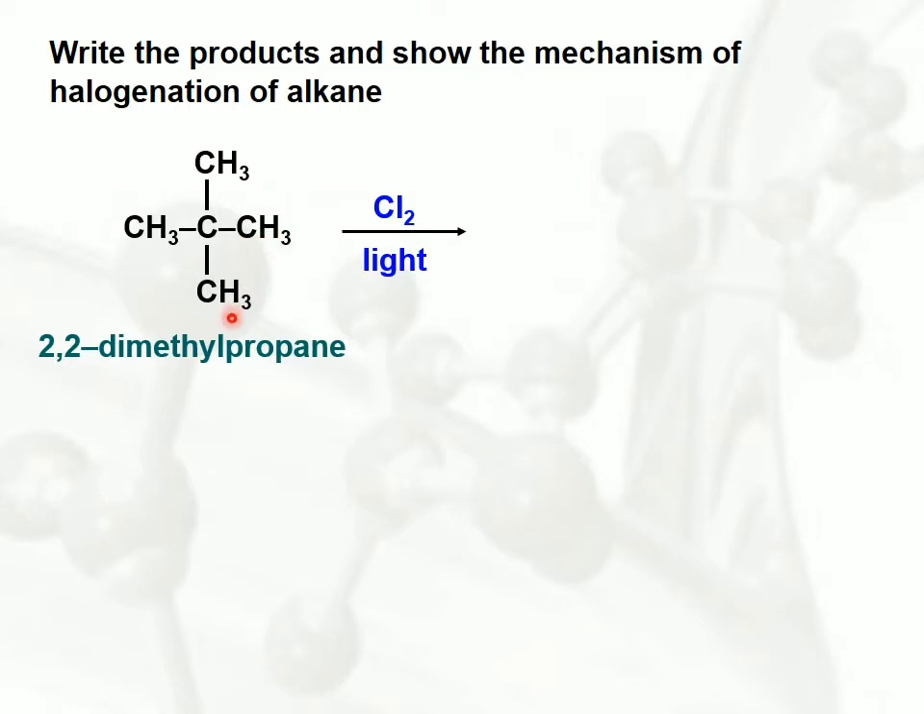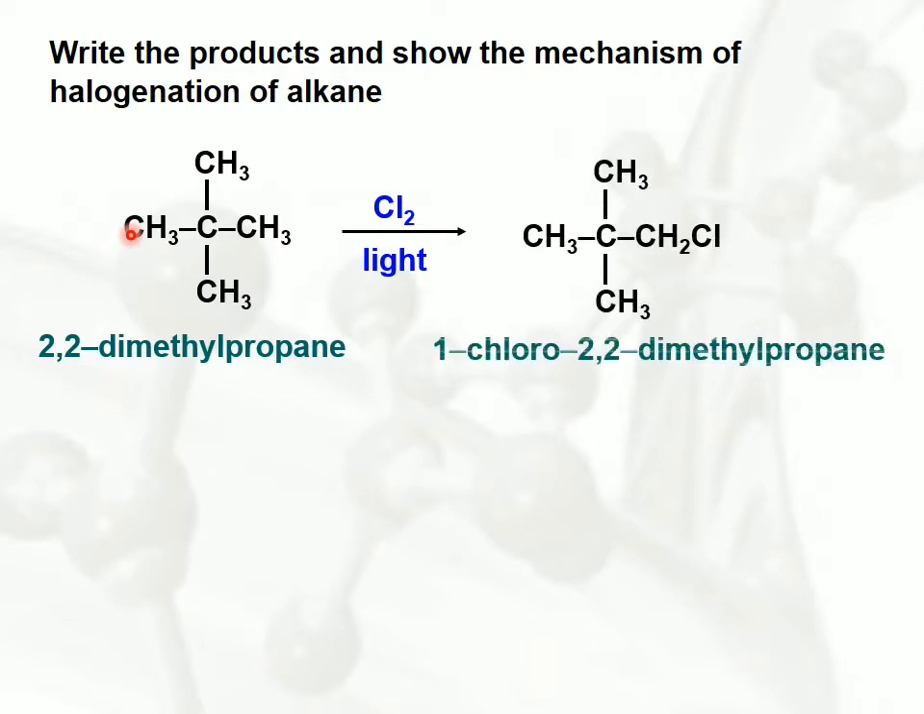The hydrogen atoms in this compound are equivalent. All the hydrogen atoms are primary hydrogen, which means the chlorine can substitute at any of the hydrogen atoms and the product will be the same. Here we will get 1-chloro-2,2-dimethyl propane and HCl.